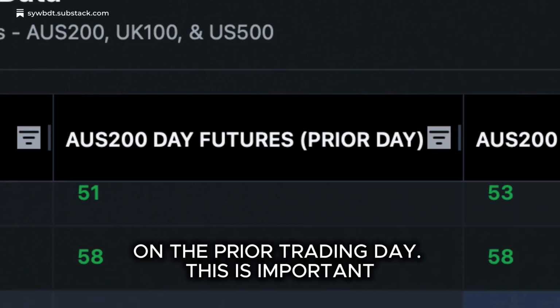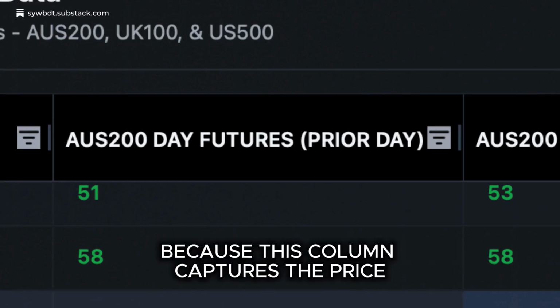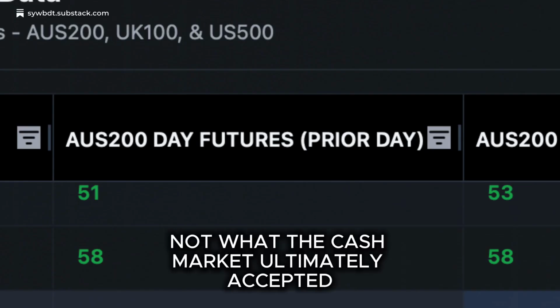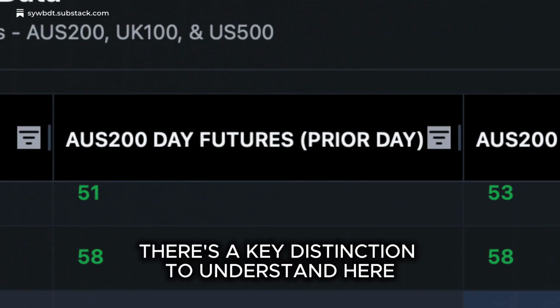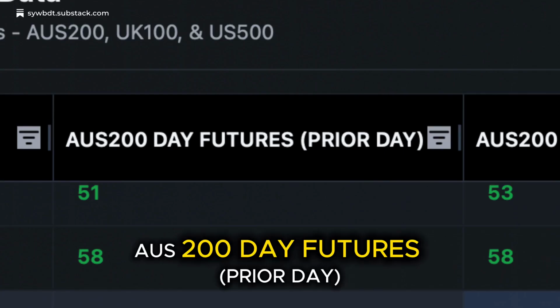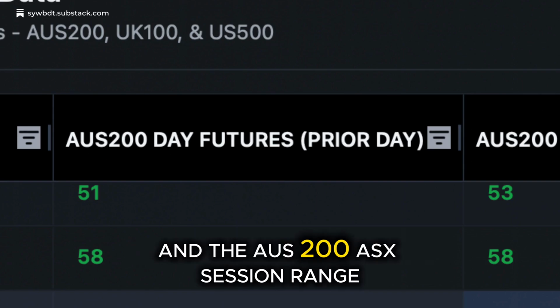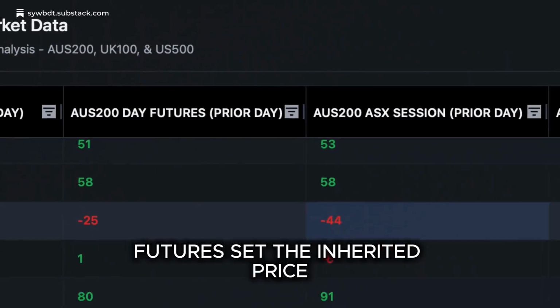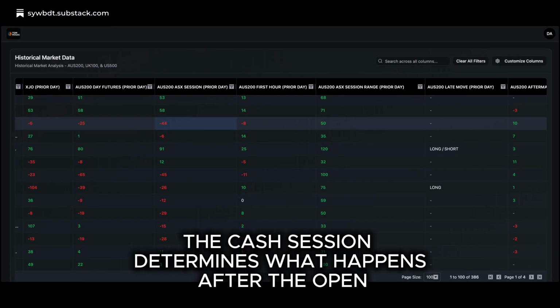This is important because this column captures the price the ASX inherited, not what the cash market ultimately accepted. There's a key distinction to understand here. The difference between the AUS 200-day futures, prior day, and the AUS 200 ASX session range, prior day, is the AUS 200 open gap, net. Futures set the inherited price. The cash session determines what happens after the open.